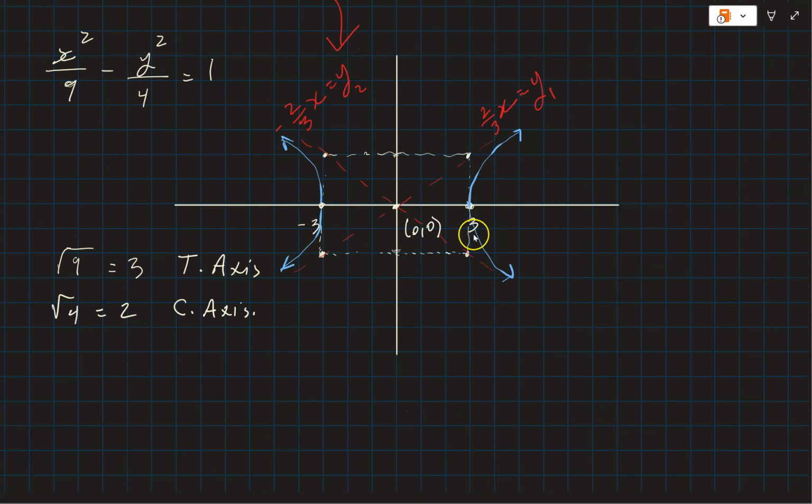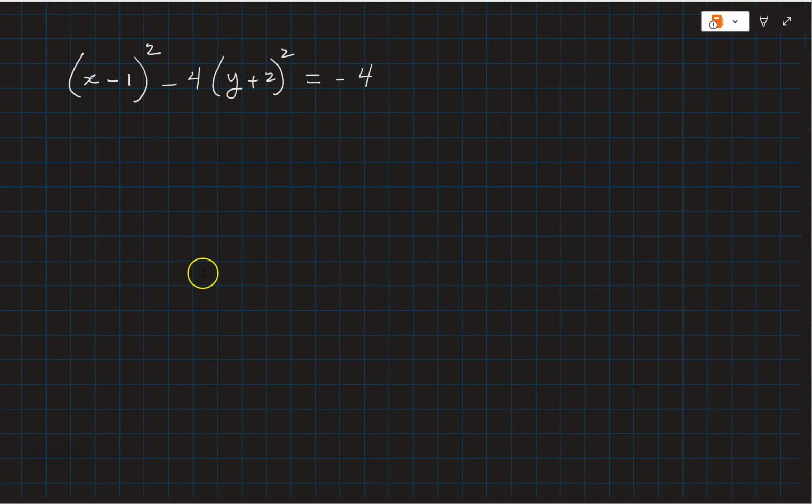So, and here it is, and I use the asymptotes as my guide. So I come in close, and then I make sure that the curve is asymptotic on both sides, and so is the other side. And here it is. That's the graph of this hyperbola. Okay, let's do another one. So look at this one.